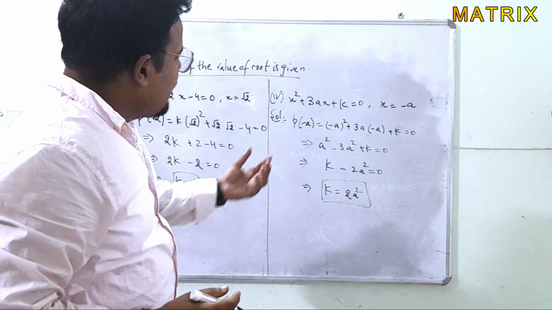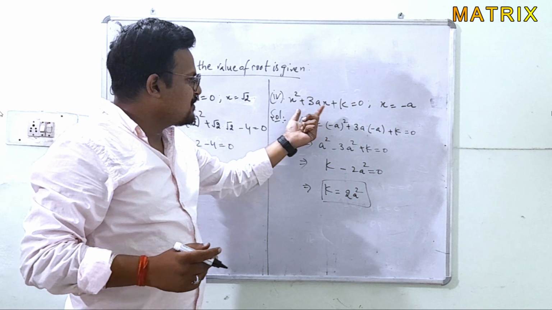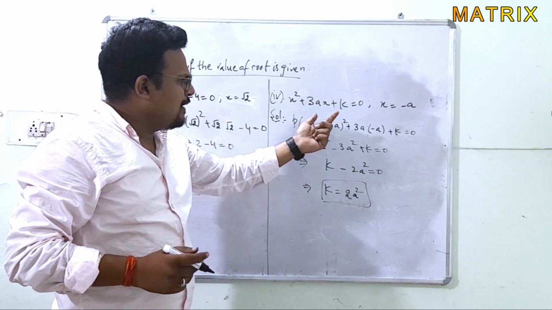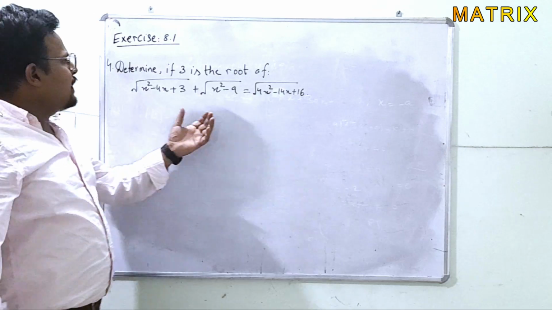So I hope that this is clear, that when we are given the root of this quadratic equation, then by putting this we can find out this variable, not the variable, the unknown coefficient. Clear? Alright. Now we are given this question.